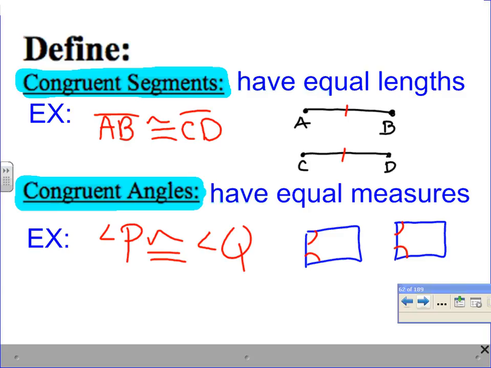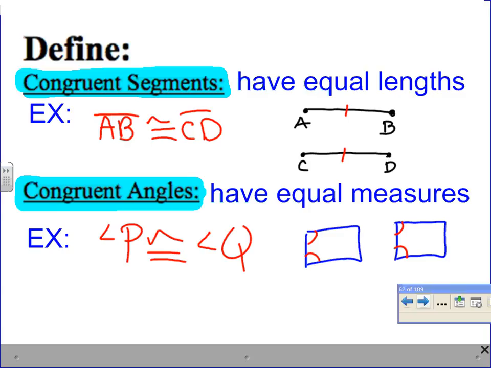Use the variable. Okay, congruent angle. So here's an angle and here's an angle. One way to write an angle is using the angle symbol in front of a letter. To say that they're the same, use the symbol for congruent, an equal sign with a squiggle above it.